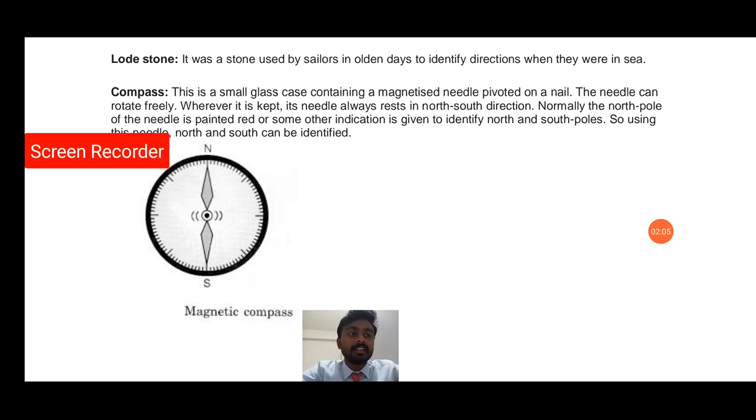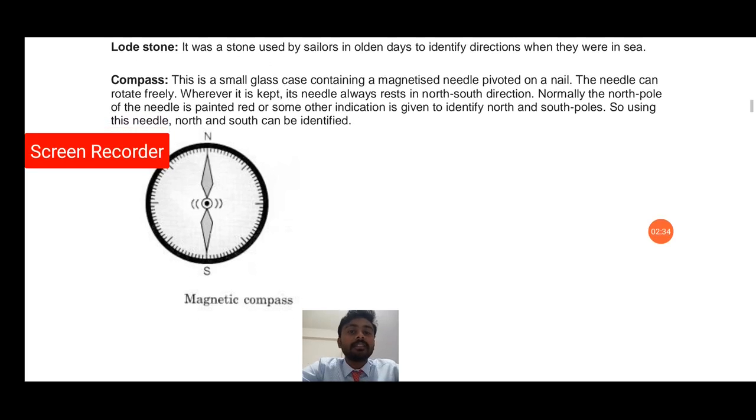And normally the north pole of the needle is painted red, or some other indication is given to identify the north and the south poles. So using these needles, north and south can be identified.